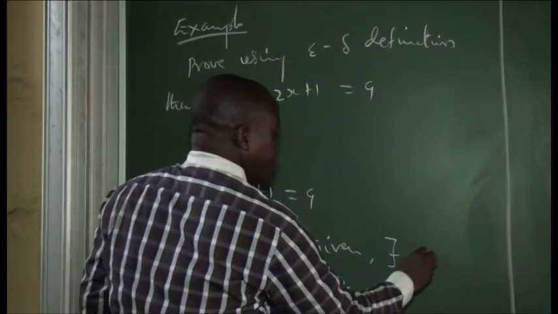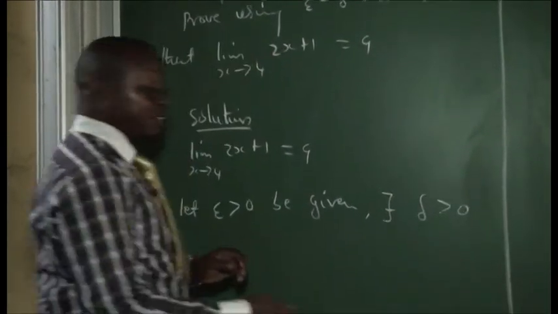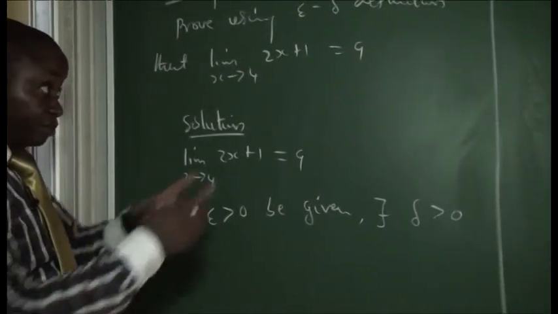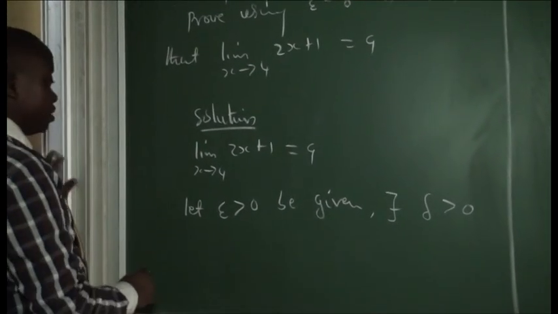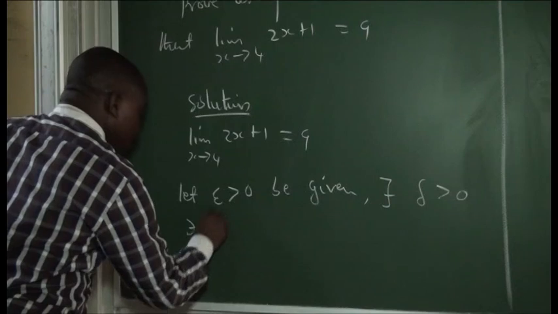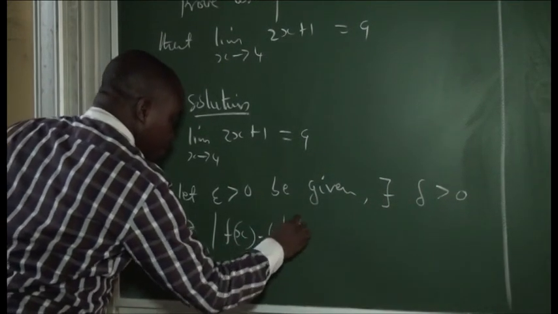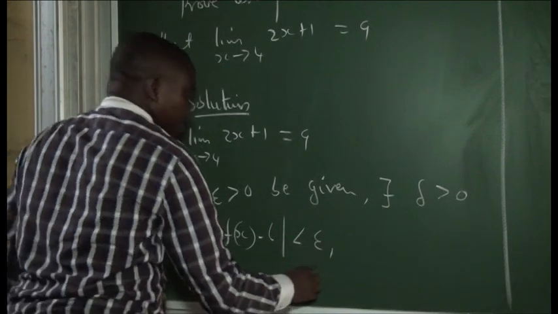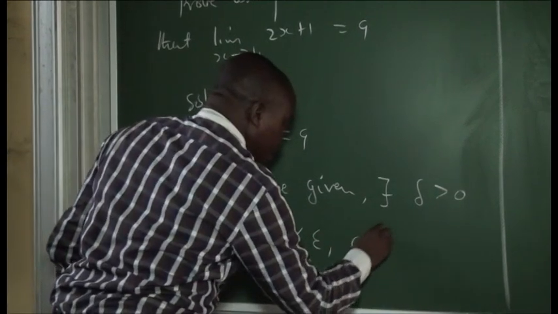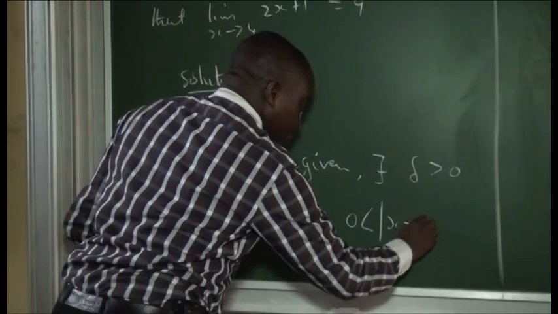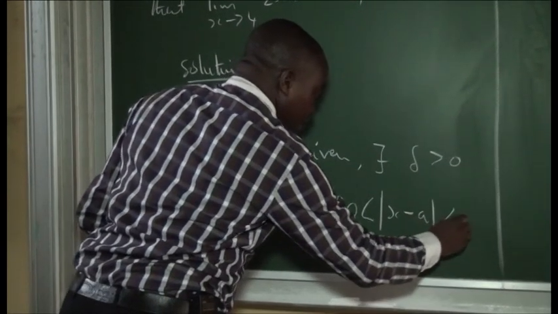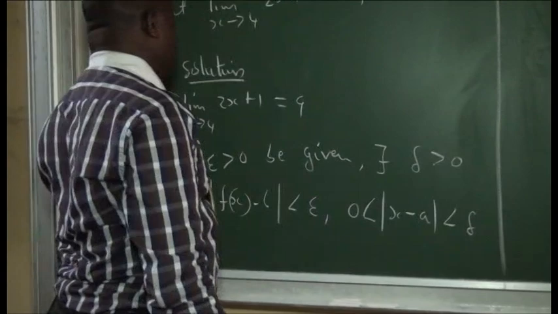There will also exist delta greater than 0. That is, there will be a corresponding value from the table, what I have just demonstrated, such that the absolute value of f of x minus L will be less than epsilon whenever 0 is less than |x minus a| and less than delta. Good.